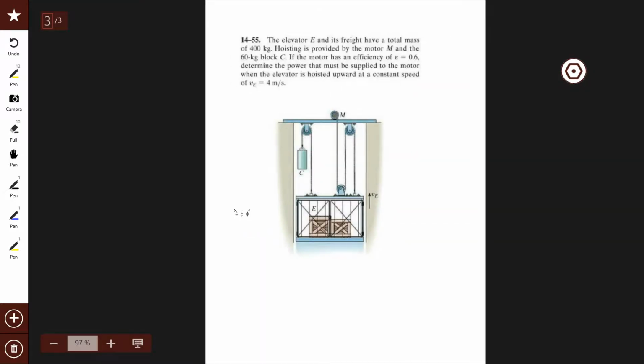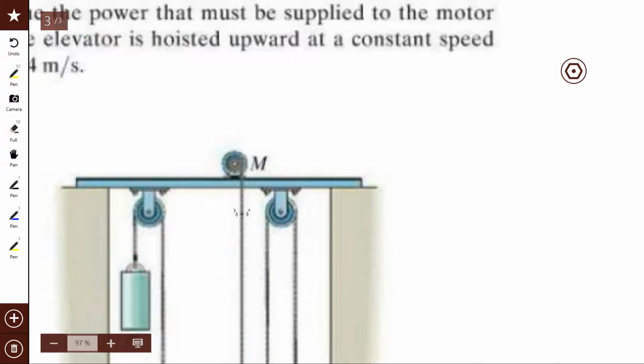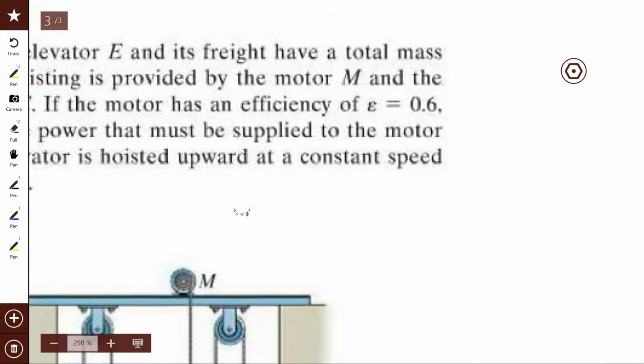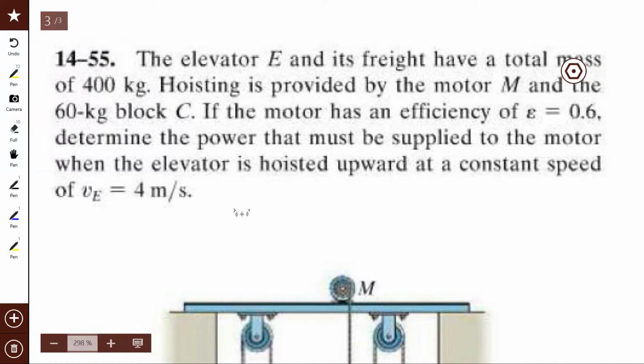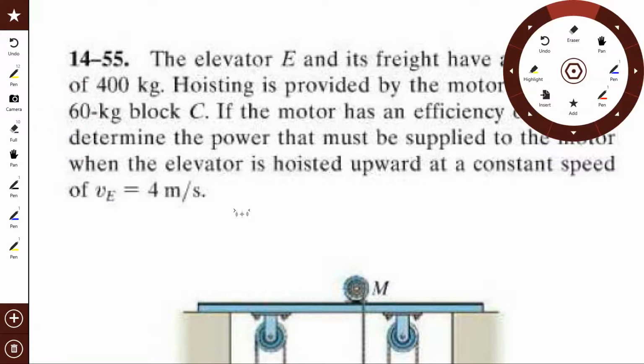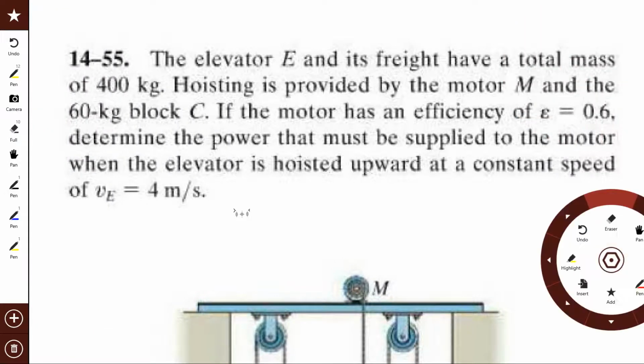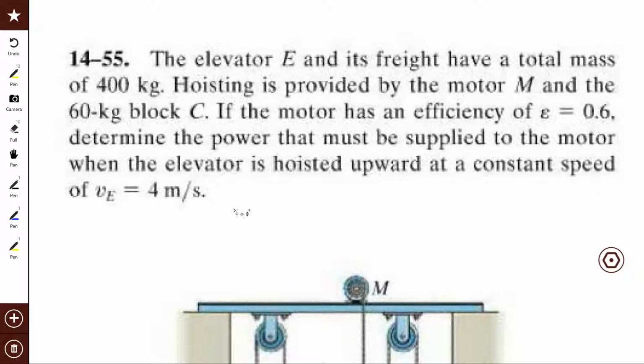How about this one? Elevator E and its freight have a total mass of 400 kilograms. Hoisting is provided by the motor and the 60 kilogram block B or C. If the motor has an efficiency of 0.6, determine the power that must be supplied to the motor when the elevator is hoisted upward at a constant speed of 4.